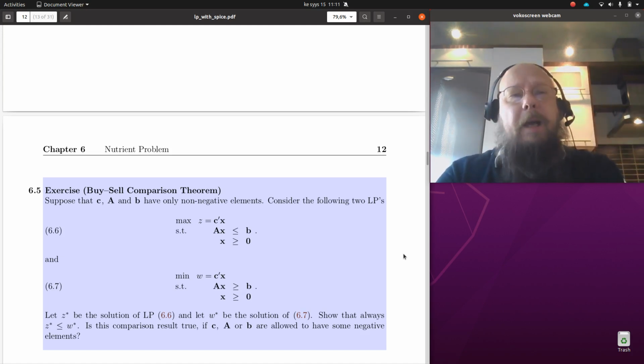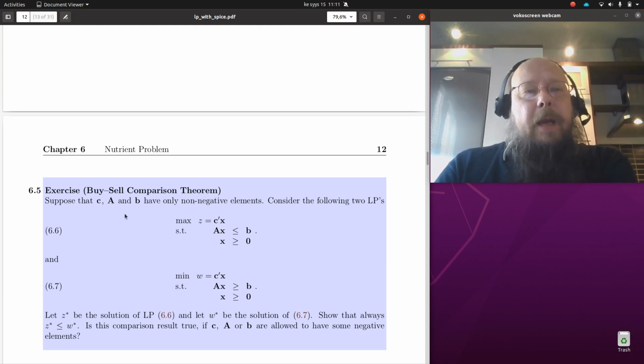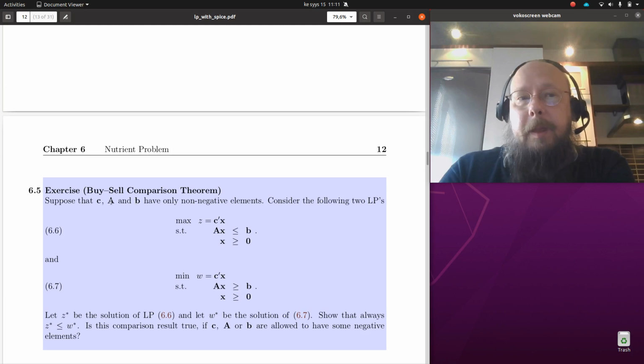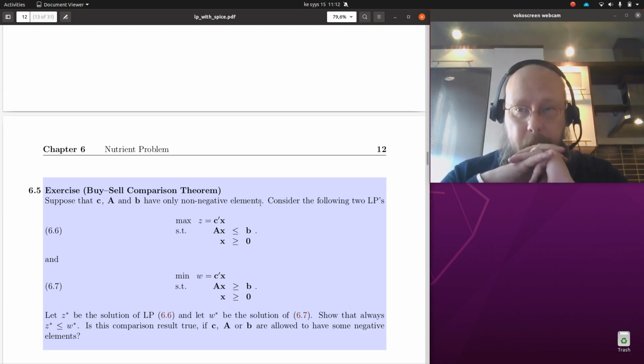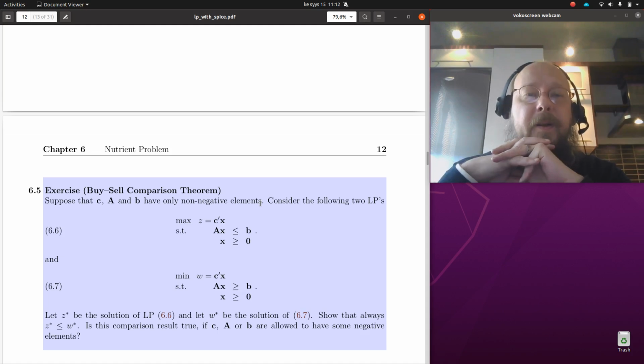So what did we have? We have an LP with data C, A, and B, and this time it's good to know that all these were positive numbers. So all the costs were positive, all the mixing coefficients were positive, and all the requirements or availabilities were positive. This is sometimes something that you forget, because it's typically so natural, but sometimes they could be negative. So now understand that they are positive.